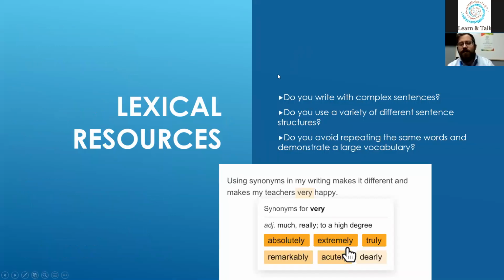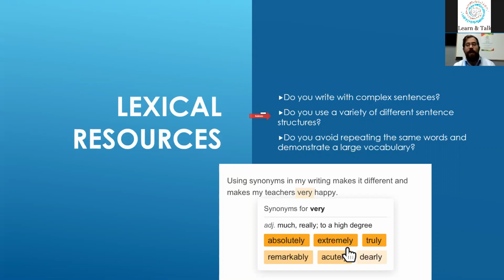Another thing that they're looking for is your lexical resources. Now, what exactly does this mean? Well, do you write with complex sentences? So instead of just writing, he goes to the store, he sees a dog as two separate sentences, can you combine those together effectively? You know, he goes to the store and sees a dog on the way. While he goes to the store, he sees a dog running past him. So instead of using many very small sentences, are you able to combine sentences effectively?